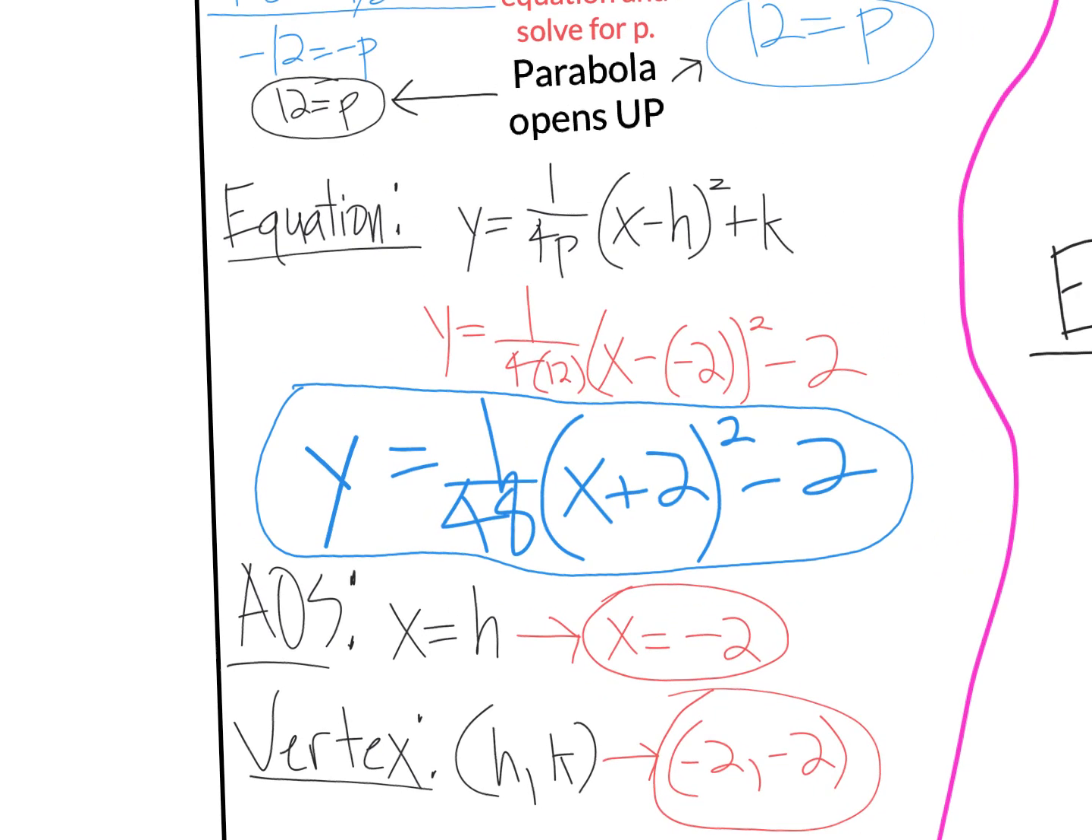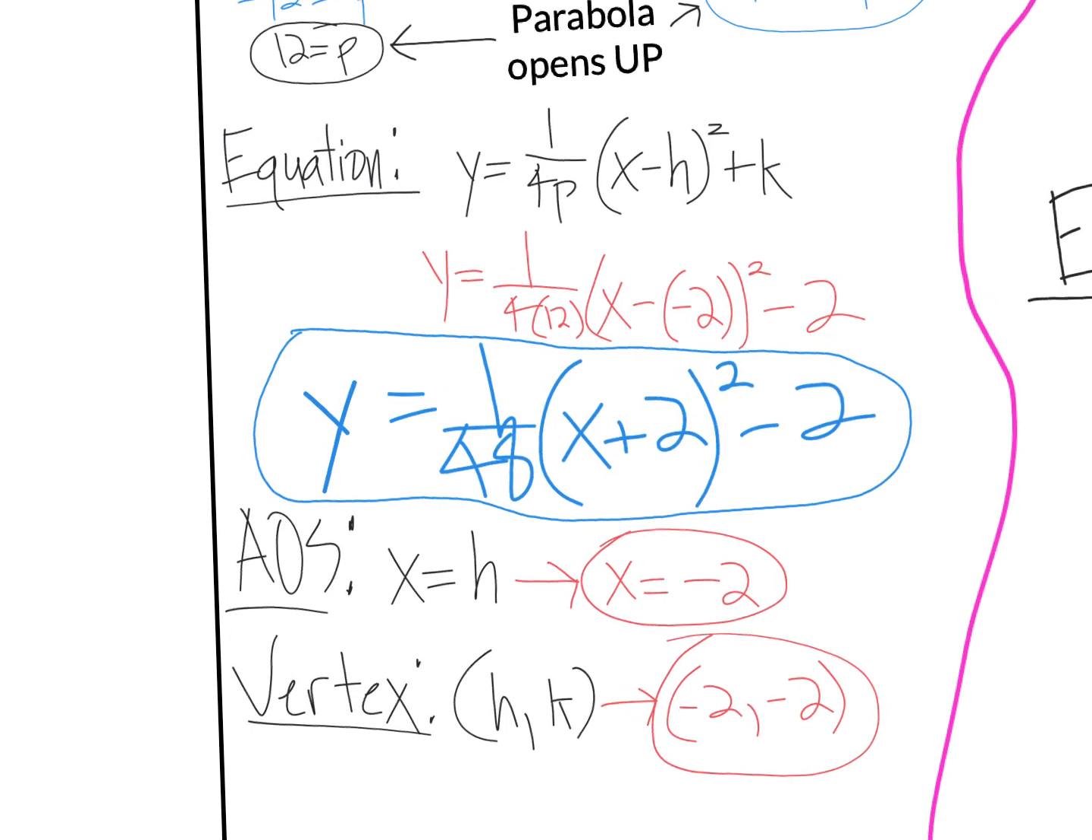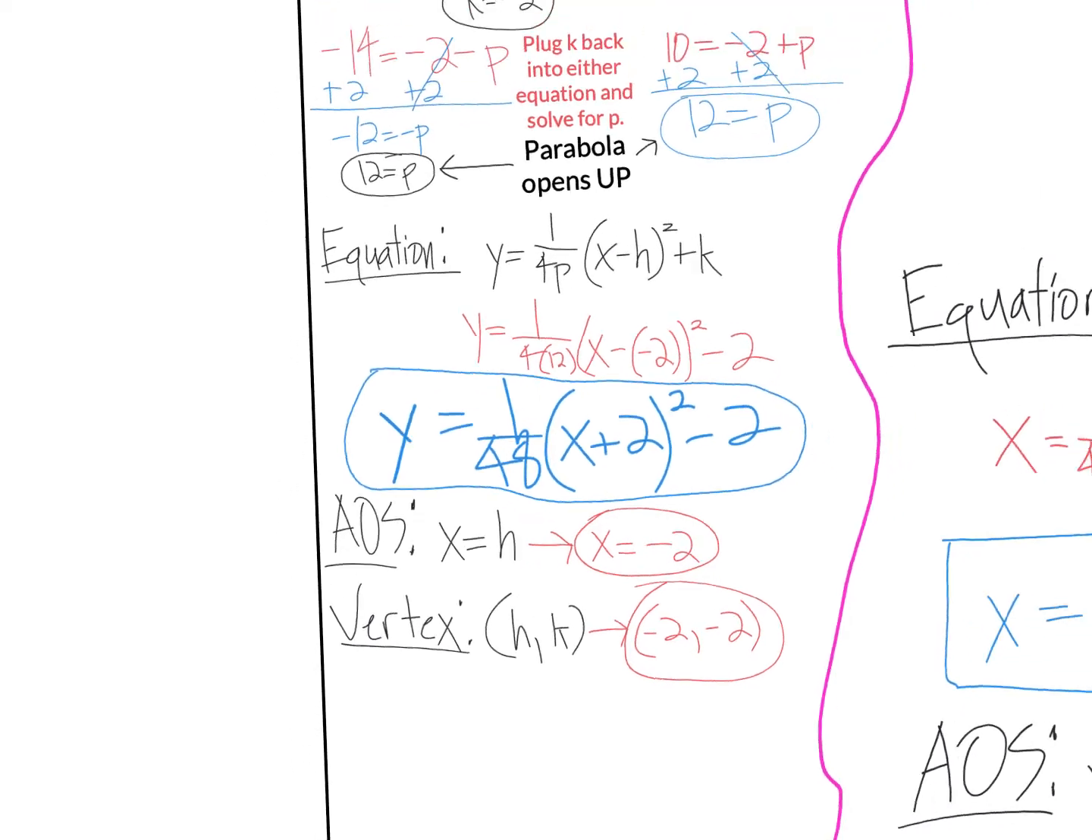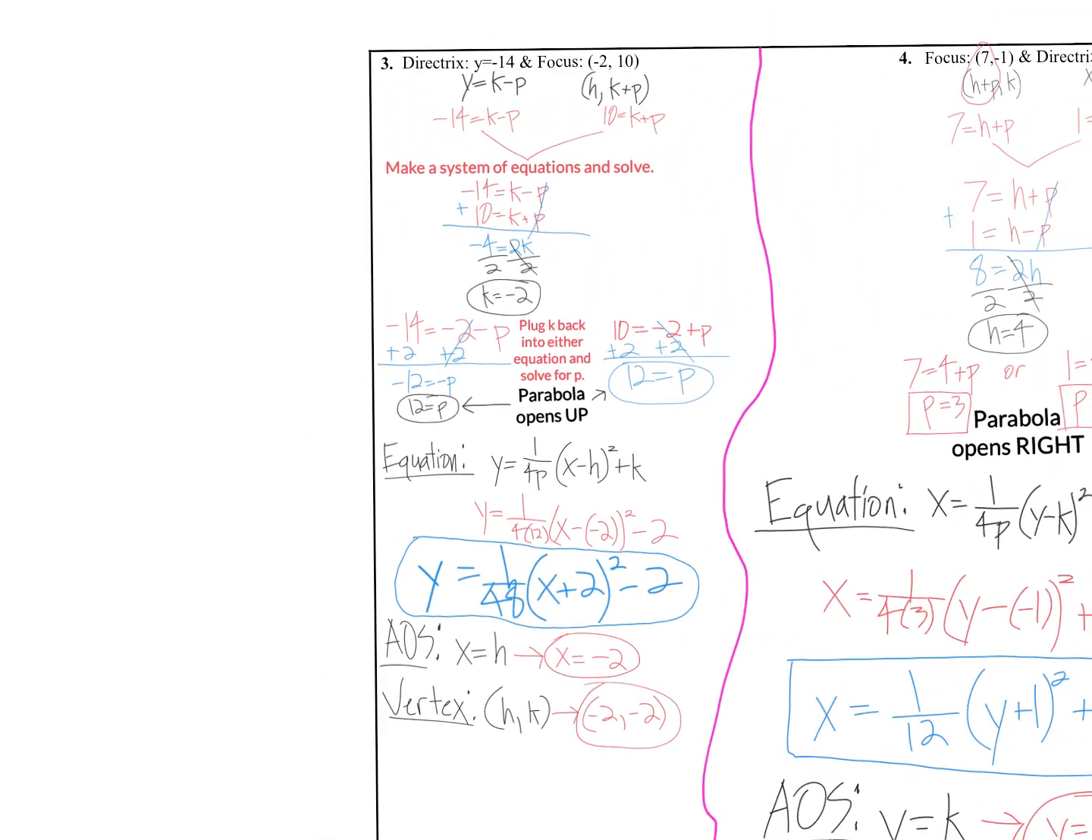Your axis of symmetry, x equals h, cool, h was -2. And then your vertex, h comma k. We didn't know where the vertex was exactly, but h was -2, k was -2, so that's where my vertex is. All right, so that's everything to know about number 3.